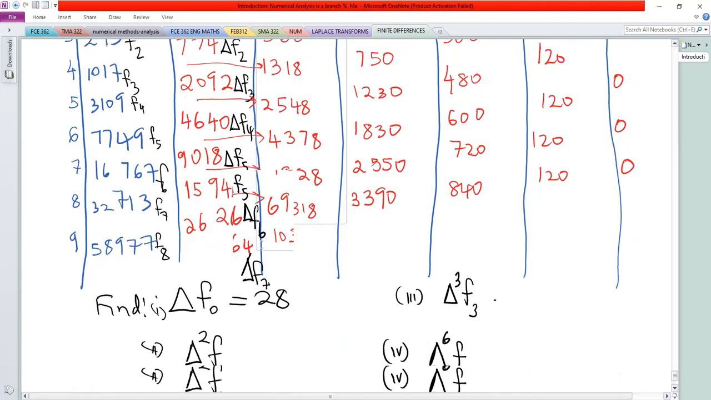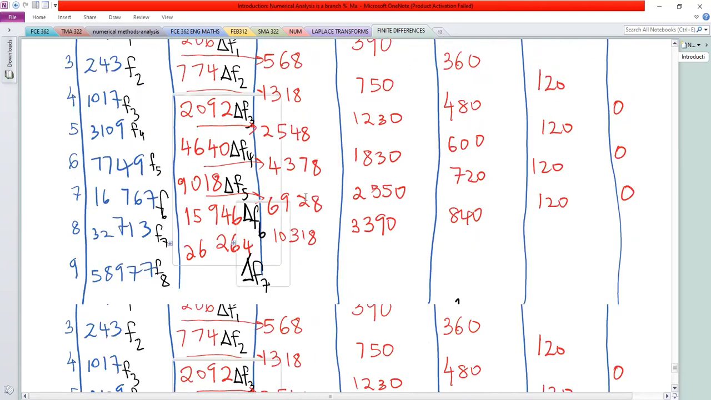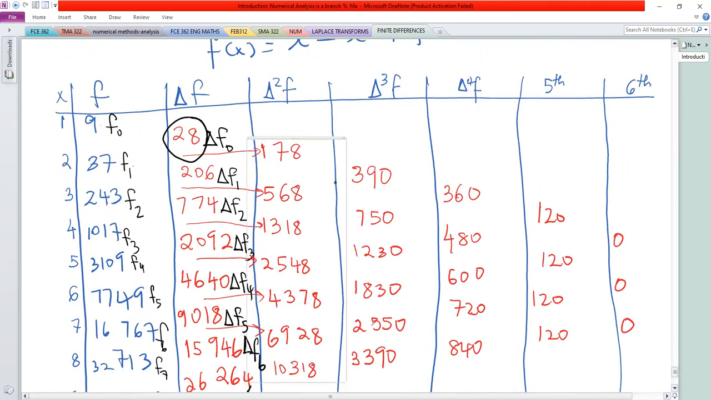Now, the second part is second forward of F1. Remember, second forwards will be obtained from this column. Everything here has forward squared, forward squared, this is forward squared, and this forward squared. So this was one, F1 minus F0, so this would be F0, F2 minus F1 is F1, and then this would be F2, this would be F3, this would be F4, this would be F5, and this would be F6.